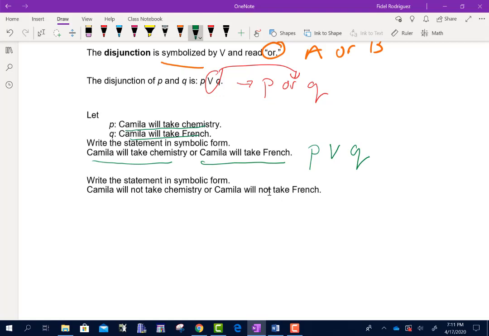Now, the next one here says Camila will not take chemistry, or Camila will not take French. So then I'm going to say, well, then not P or not Q. Remember, the little squiggly right here is just the same thing as the word not, okay?